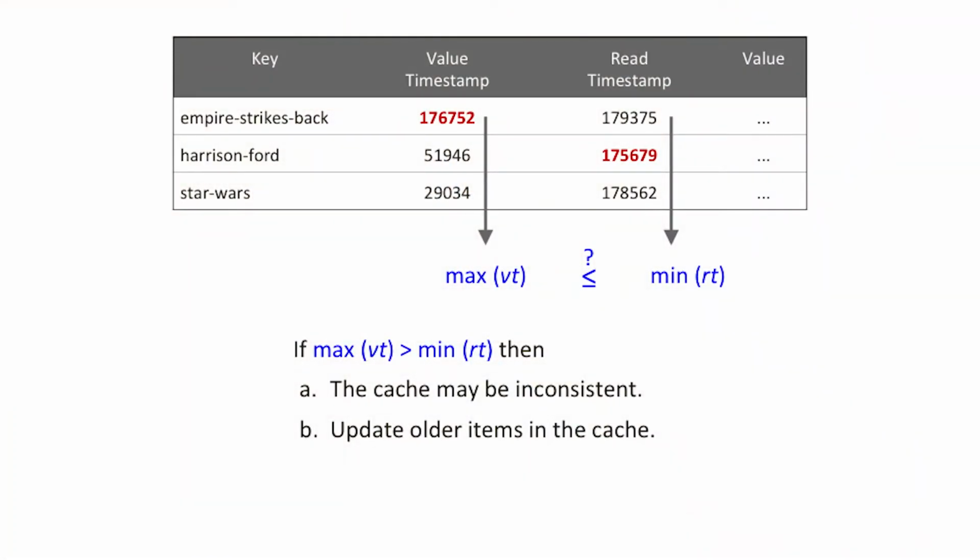If at any point we find a value that is newer than when we had read some other one, we can suspect that our cache is semantically inconsistent. So for example, here we see that Empire Strikes Back is newer than when we had read Harrison Ford. So we can guess that our cache has the version of Empire Strikes Back with Harrison Ford in it. And we can guess that our cache has the version of Harrison Ford without the Empire Strikes Back in his roles. Furthermore, we can see exactly which values we need to refresh.